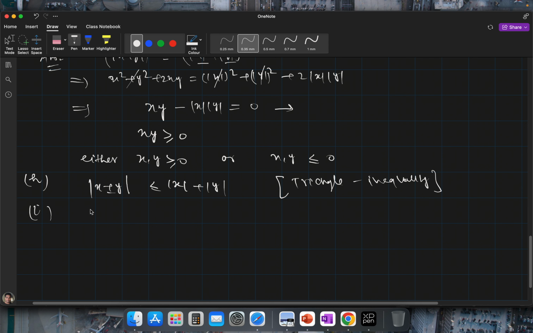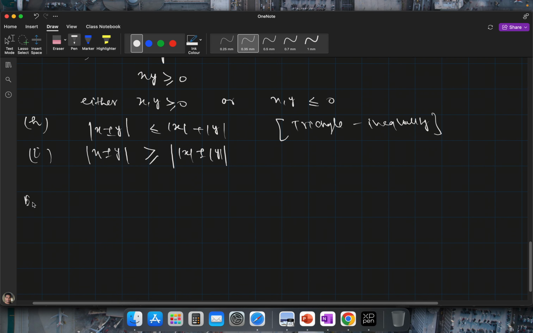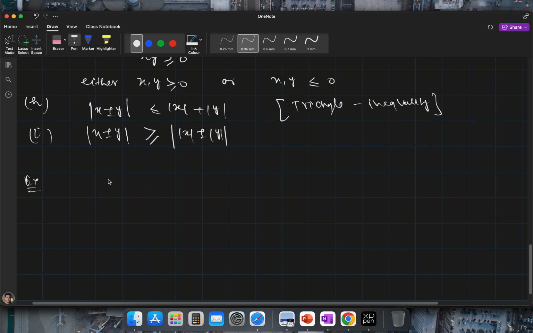And x plus minus y will always be greater or equal to mod of x plus minus mod of y. Okay, these two are not important from a GATE perspective, but yeah, you have to remember this. Now let's take some examples of inequality, how we can solve this.